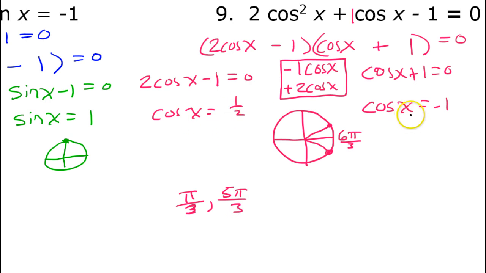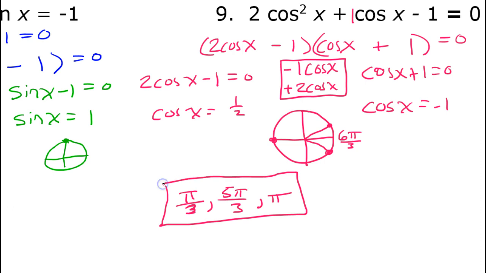Now, for this one, where is cosine equal to -1? Well, cosine is an x value, and x values are equal to -1 right here. So that's pi. So those are the three solutions.